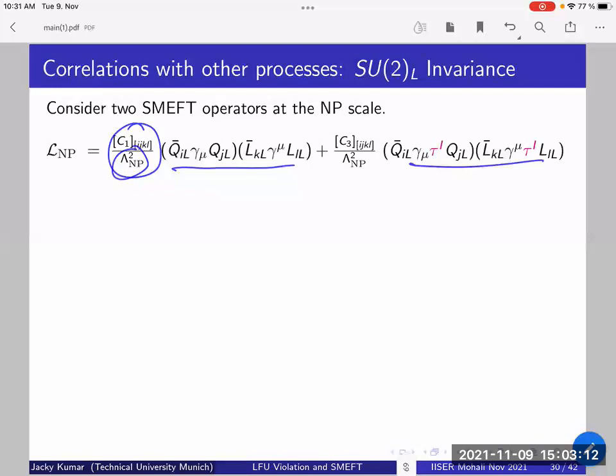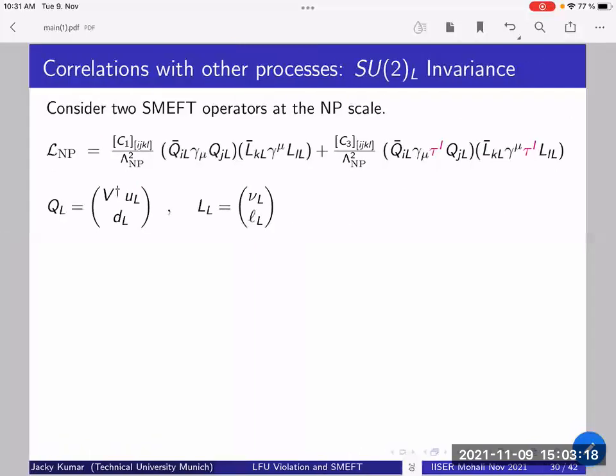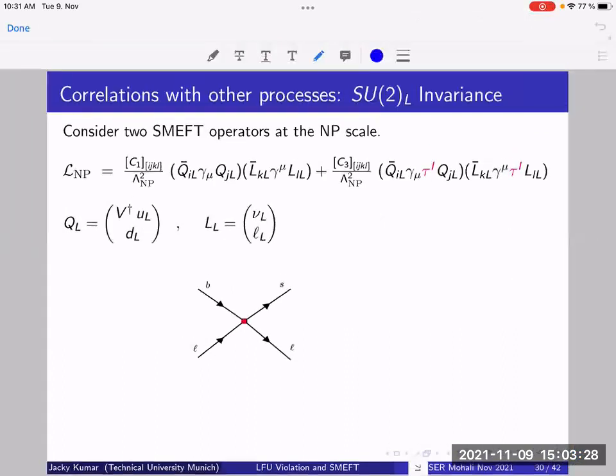Now what you do is expand these operators. Because these Q and L are doublets, these are U_L and D_L, nu and L. When you expand them, it is very easy to see that you can introduce the b to s l plus l minus transition using these operators.